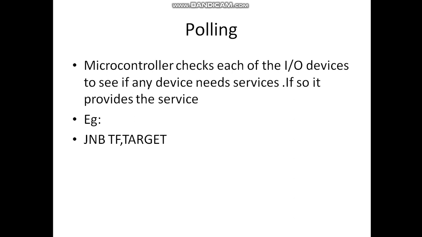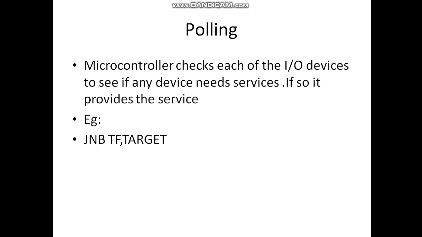In case of polling, the microcontroller checks each of the input-output devices, that is, all the peripherals connected to it, to check if any device needs service. If the device needs service, then the microcontroller provides service to that device. Then it will continue monitoring the next device. Let me consider an example where around 10 devices are connected to the microcontroller.